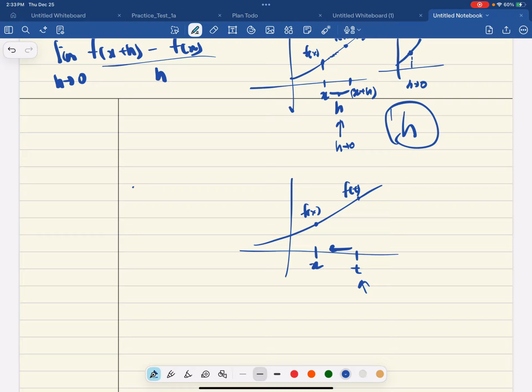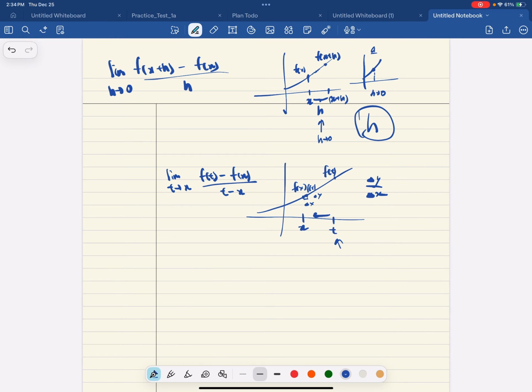So this one is going to be the limit as t approaches x of f of t minus f of x divided by t minus x. So this basically means that we're approaching t to x. That means t is going to be really close to x. And we're doing the instantaneous slope again, so delta y divided by delta x. And these notations are important because if you don't know them, it could seem really confusing on a question.